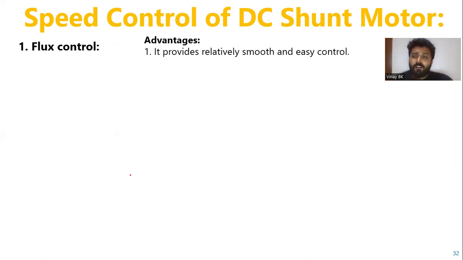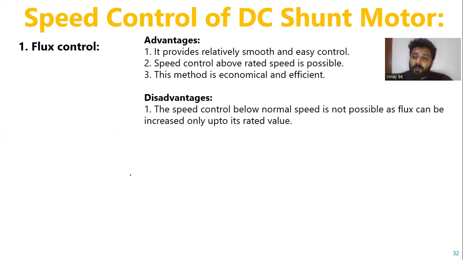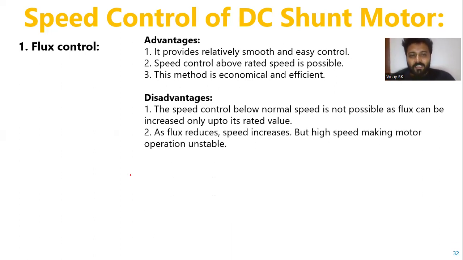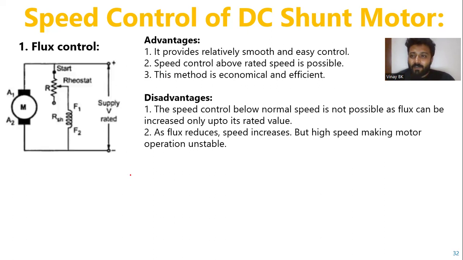Advantages. This provides a relatively smooth and easy control, and speed control above the rated speed is possible, and this is economical and efficient. Coming to the disadvantages, speed control below the rated speed is not possible, as flux can be increased only up to its rated value. That is one disadvantage, meaning you can only control the speed above the rated speed. And the second one is, as flux reduces, speed increases, but high speed makes the motor operation unstable. There is a possibility of damaging the winding. Okay, these are the advantages and disadvantages.